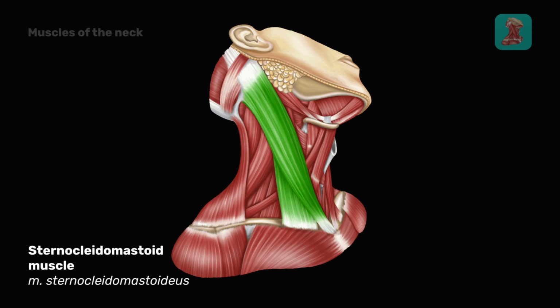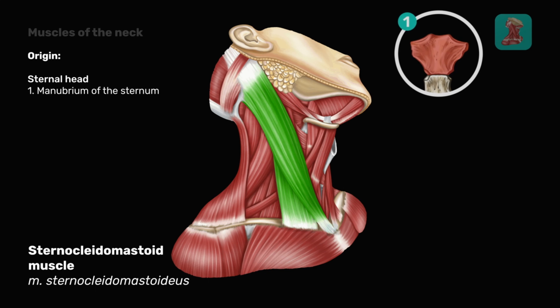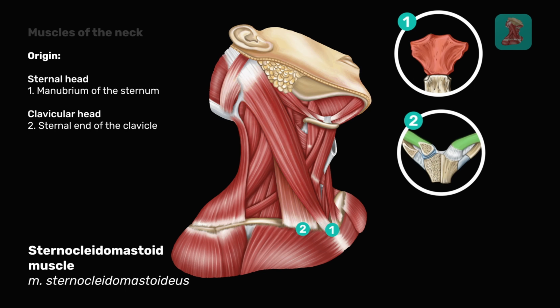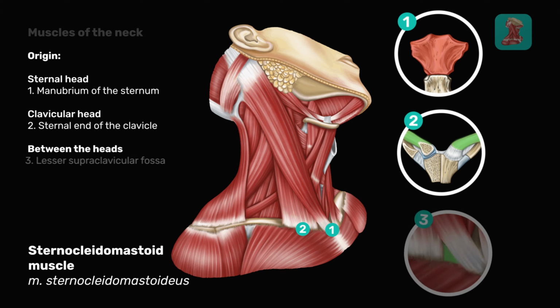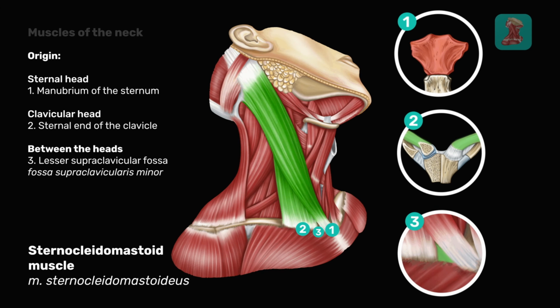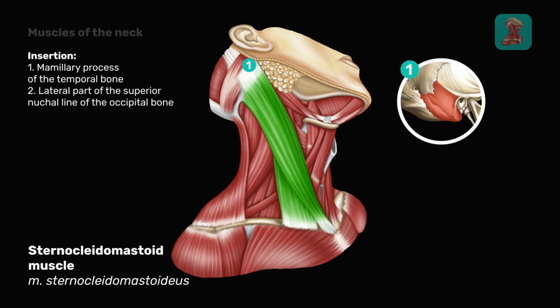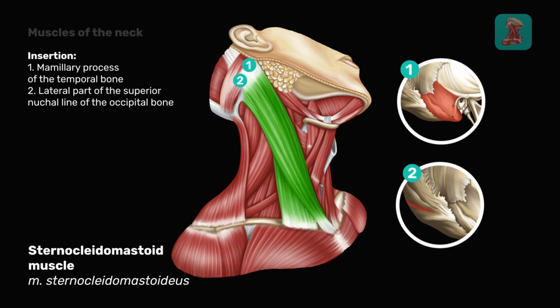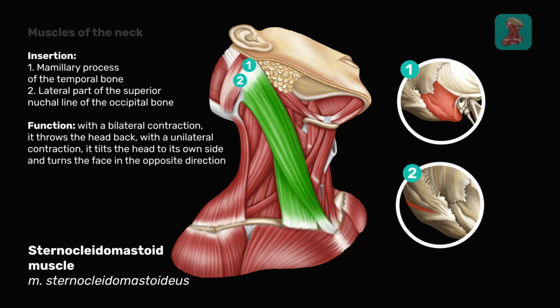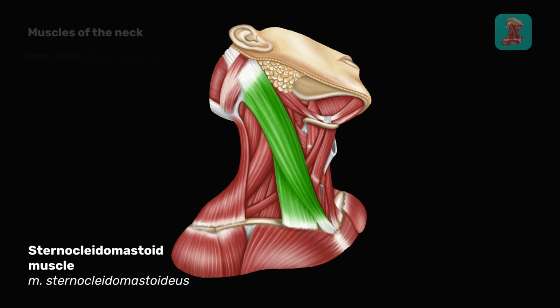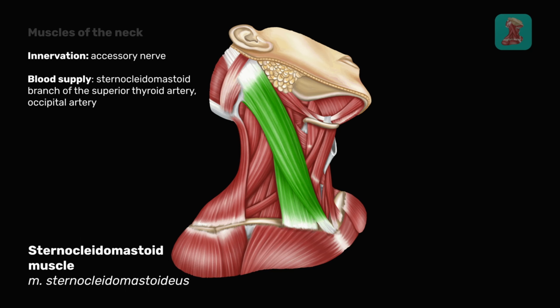The sternocleidomastoid muscle. Origin: the sternal head arises from the manubrium of the sternum. The clavicular head arises from the sternal end of the clavicle. The lesser supraclavicular fossa is located between the heads. The muscle inserts into the mastoid process of the temporal bone and the lateral part of the superior nuchal line of the occipital bone. Function: with a bilateral contraction, it throws the head back, and with a unilateral contraction, it tilts the head to its own side and turns the face in the opposite direction. The following structures innervate the muscle and supply it with blood.